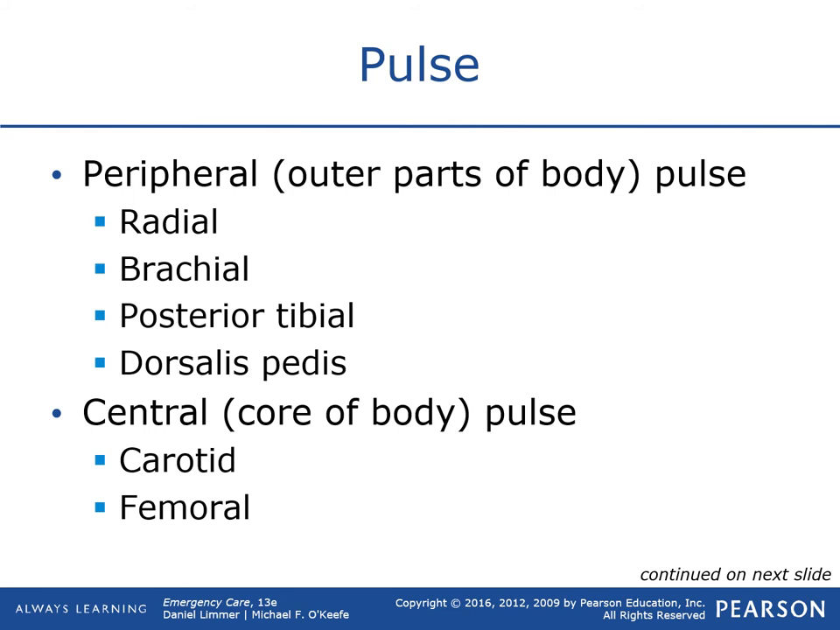So when we talk about pulses, we have two different types of pulses. You have your central pulse and you have your peripheral pulse. Your peripheral pulse is anything that you can feel that's not in the trunk of your body. So your arms or legs, those are peripheral pulses. So in those, you have your radial pulse, which is the one that you feel on your wrist or in your thumb. You also have your brachial pulse, which you feel on your upper arm against your humerus. And then you have your posterior tibial pulse. That's the one that you feel by your ankle, and your dorsalis pedis pulse, which is the one that you feel between your toes.